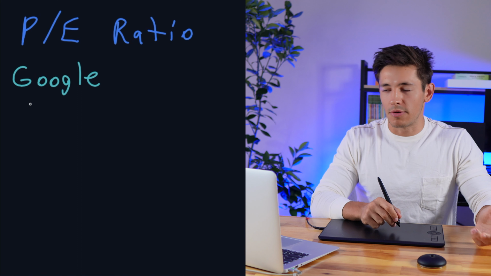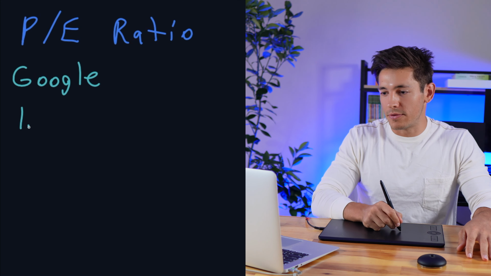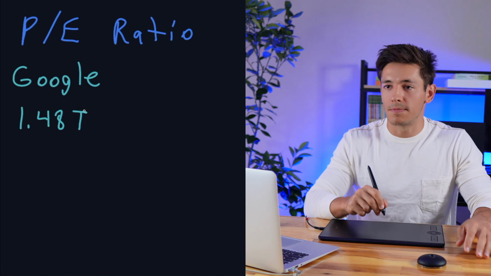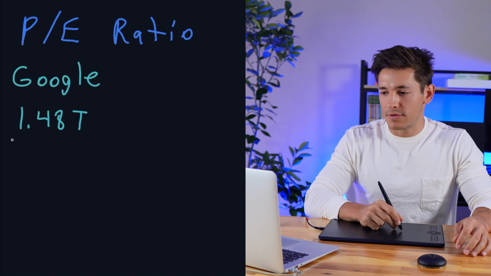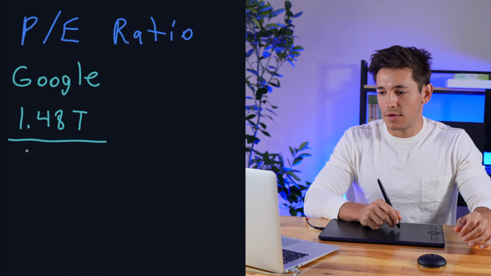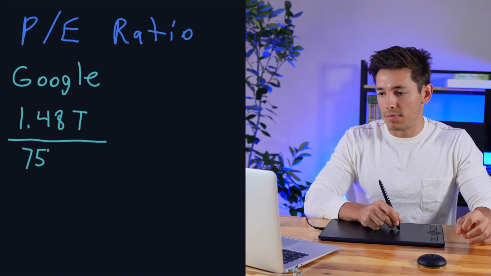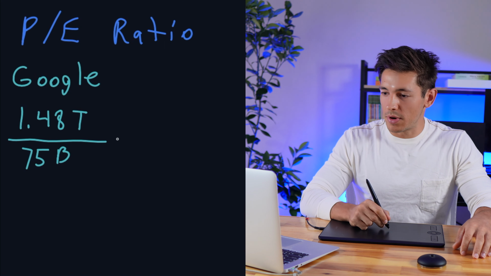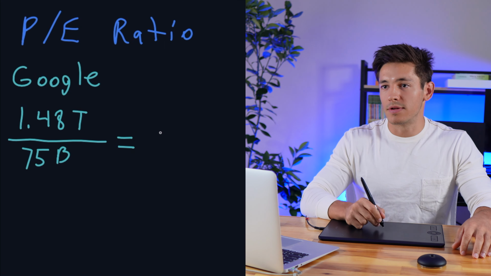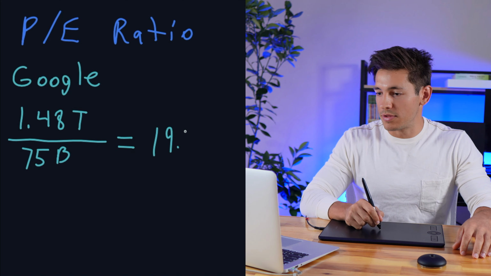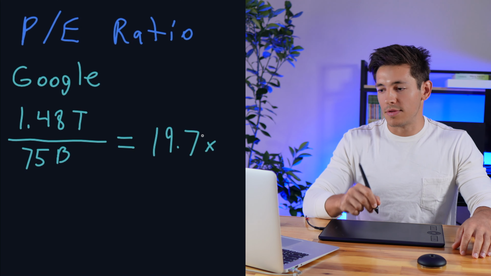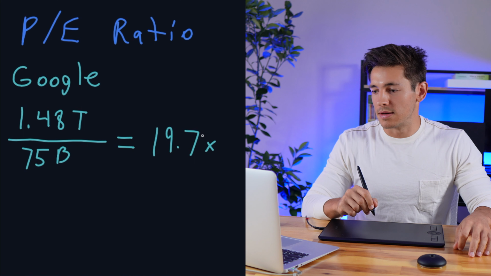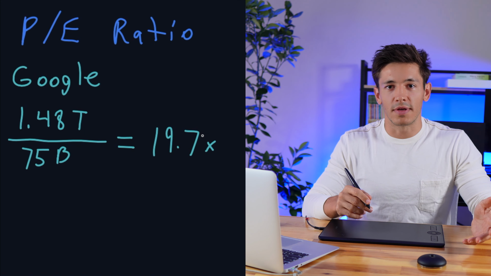And so the market cap for Google at the time of this recording is 1.48 trillion, and the earnings from the last 12 months for Google is about 75 billion. So if you divide 1.48 trillion by 75 billion, you would get 19.7 times. So that's your PE ratio, 19.7. And so how do you make sense of that?